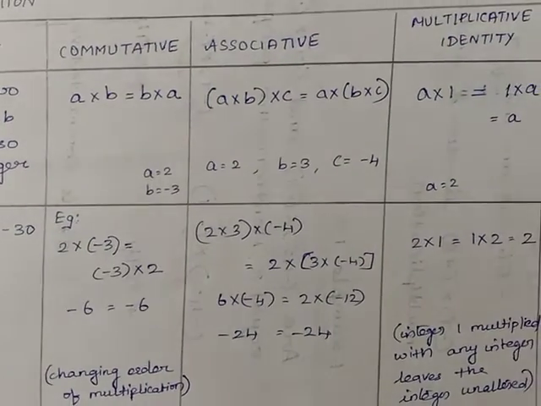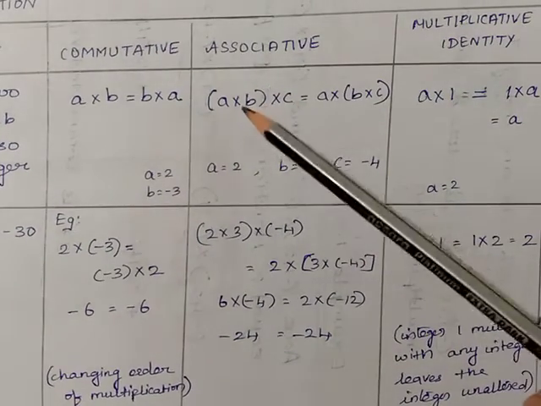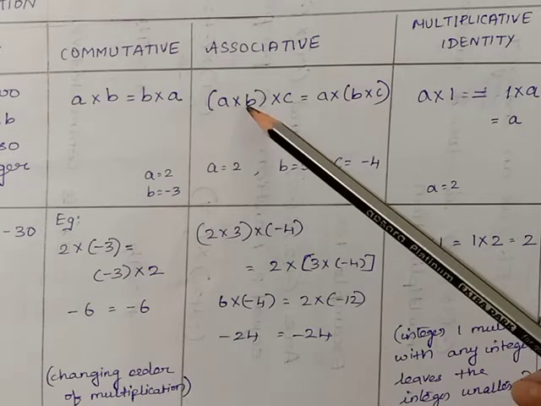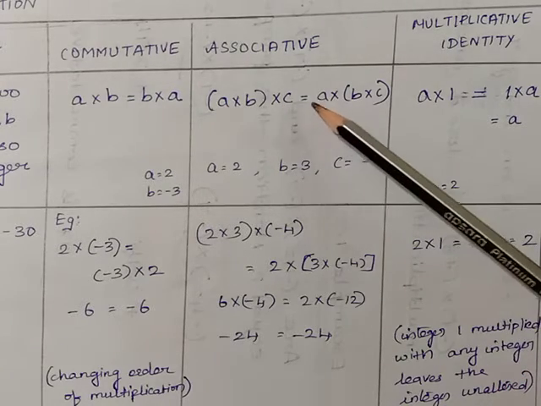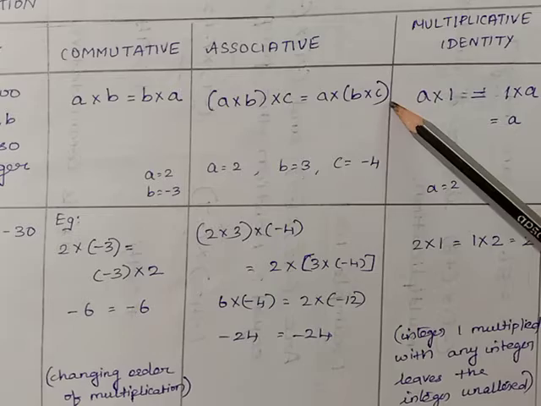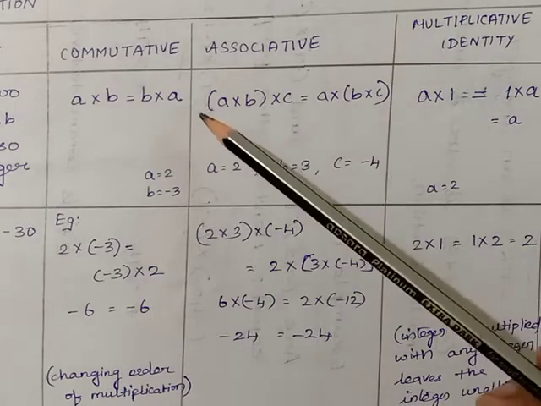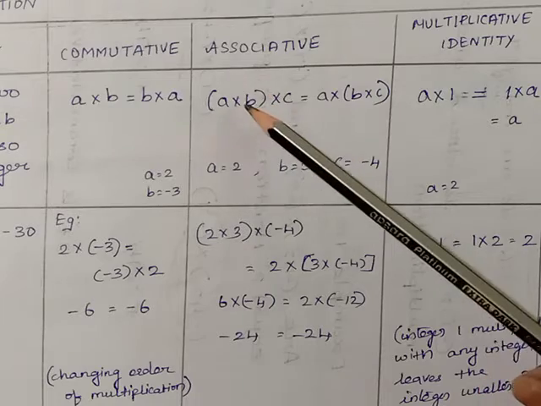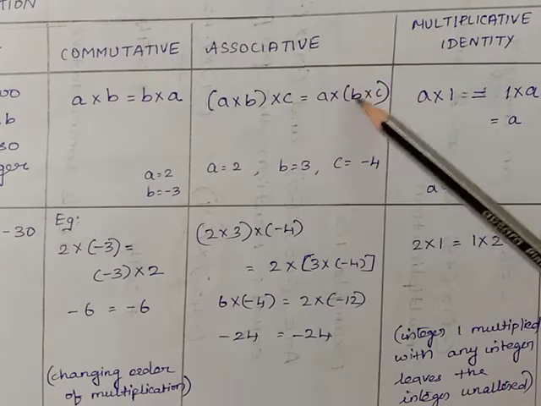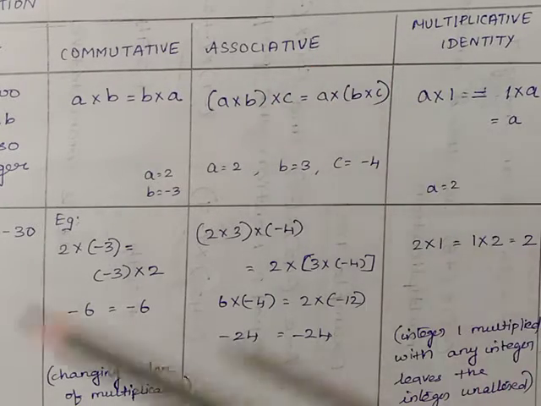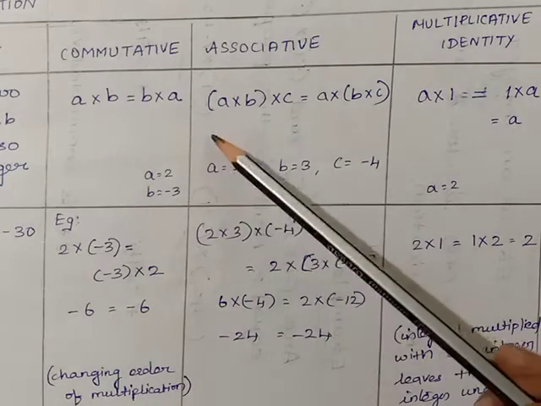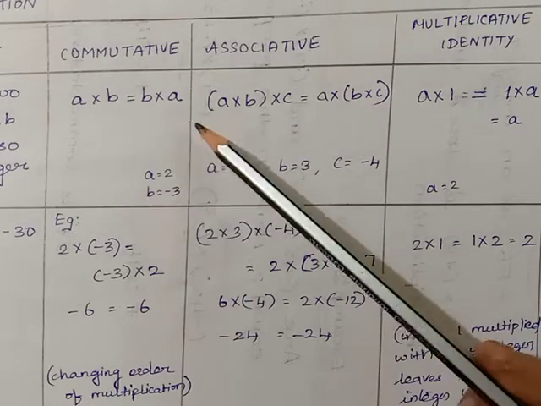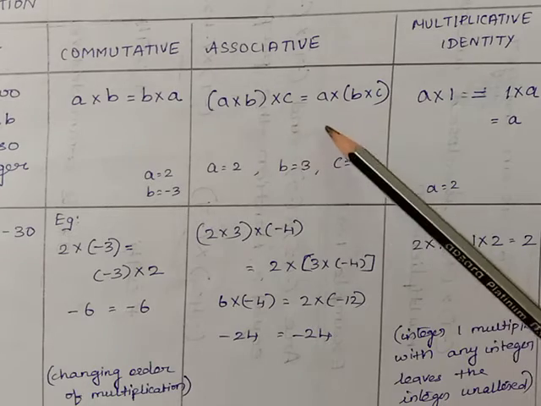Now your third property is associative property. So a into b into c is equal to a into b into c. No need to get confused. All the terms you write as a into b into c. Then later on you decide the brackets. So first two terms you write in bracket, or last two terms you write in bracket. This gives you associative property. First you write a into b into c. Then first two terms in bracket, a into b into c.